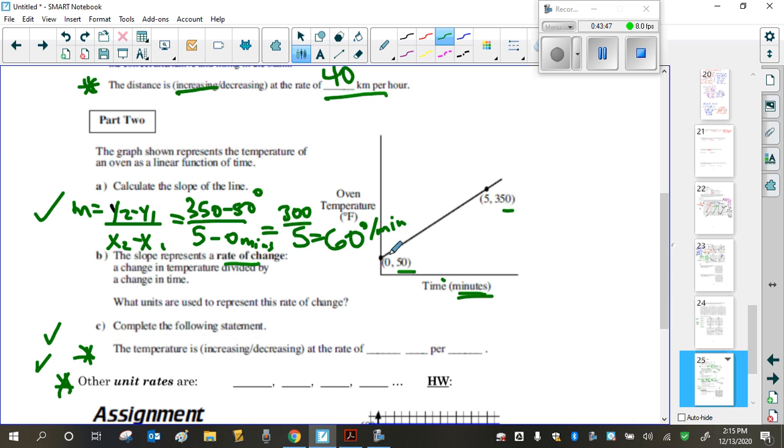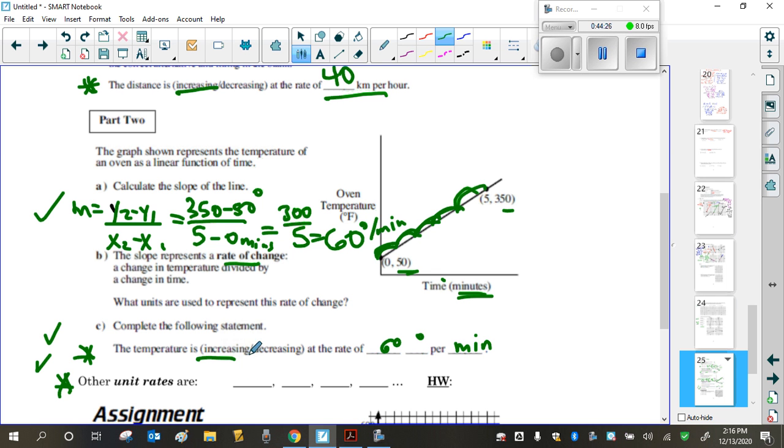That makes sense. If it's 60 degrees every minute, then in 5 minutes, 60, 120, 180, 240, 350, because it started at 50, sorry. So I should have been adding 60 to 50: 110, 170, 230, 290, there's 350. You said the temperature is increasing at the rate of 60 degrees per minute. Good job.